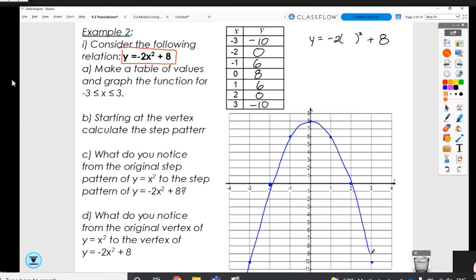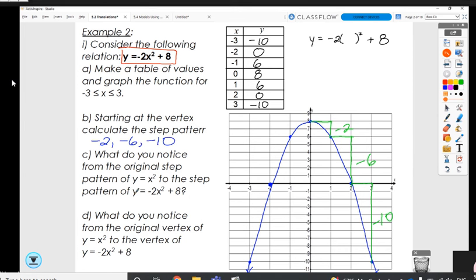That's all right. That's not bad. There you have it. Starting at the vertex, calculate the step pattern. Okay. Over 1, down 2. Over 1, down 1, 2, 3, 4, 5, 6. Okay. Over 1, down 10. So the step pattern here is -2, -6, -10.